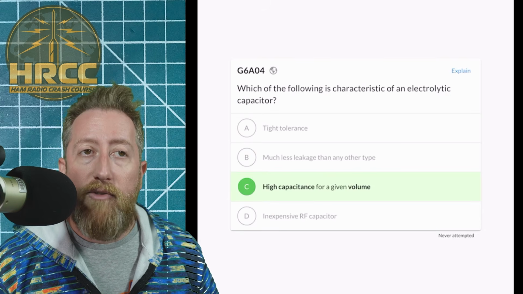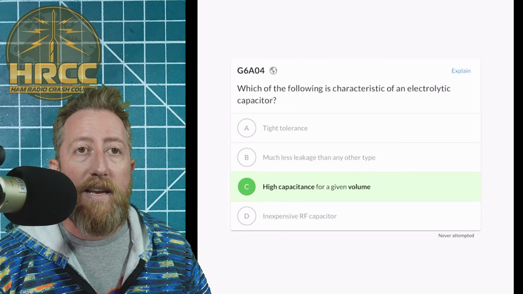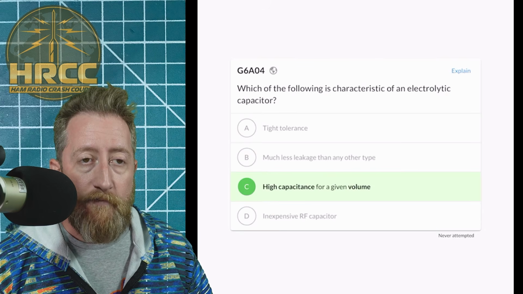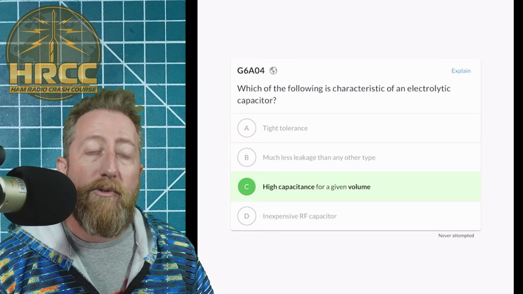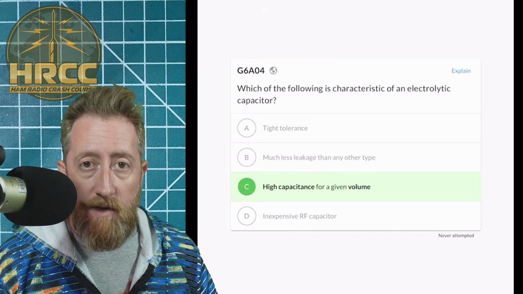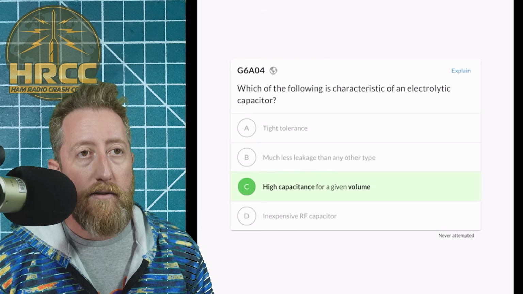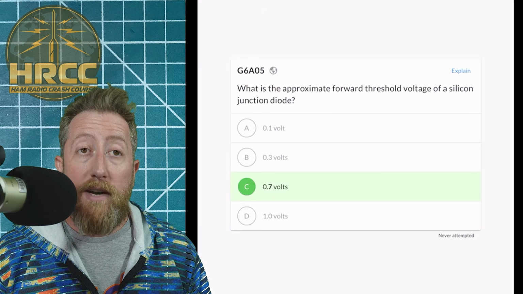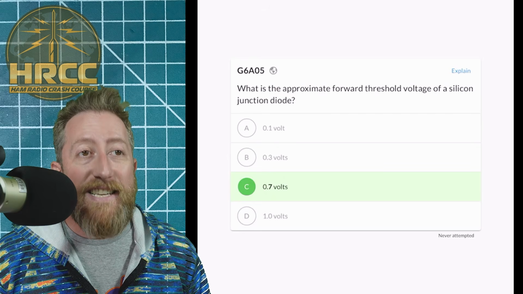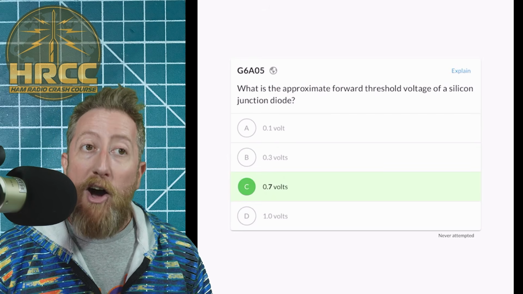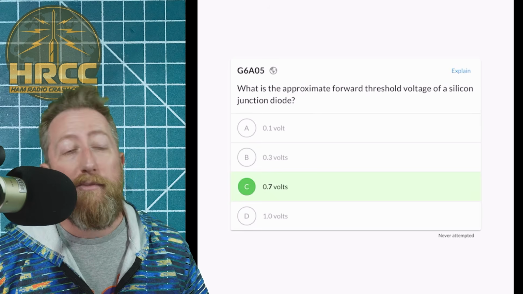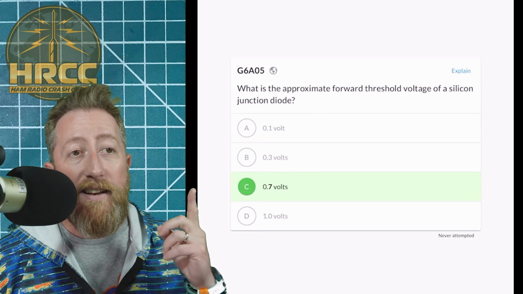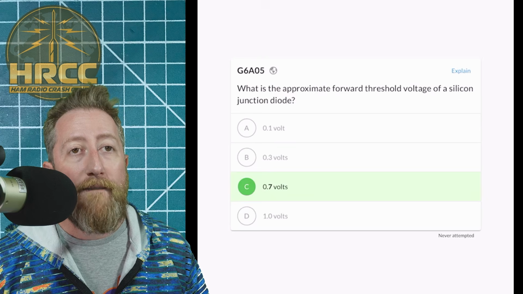Question 4, which of the following is characteristic of an electrolytic capacitor? High capacitance for given volume. C is the answer they're looking for there. Question 5, what is the approximate forward threshold voltage of a silicon junction diode? We got the hint from reading the explanation on the germanium diode one, and it is 0.7 volts.